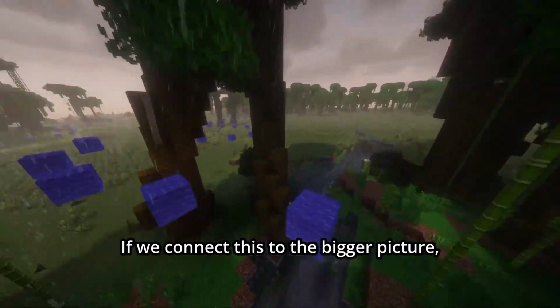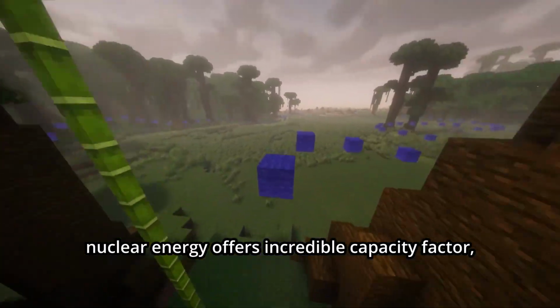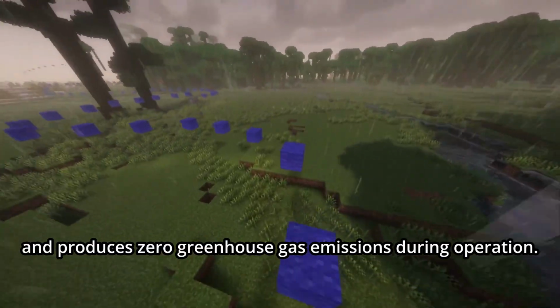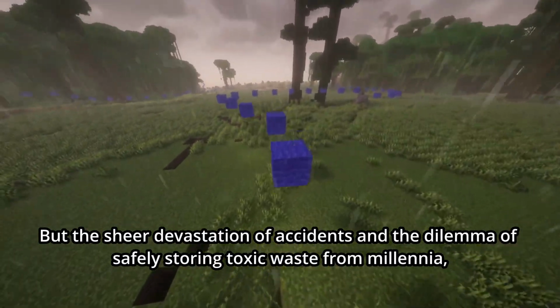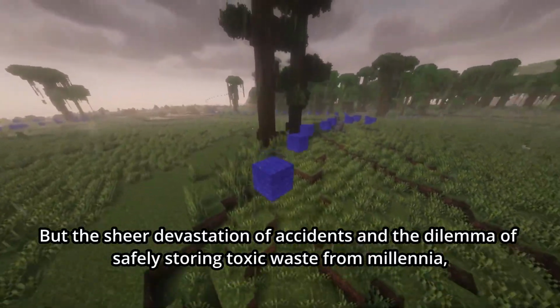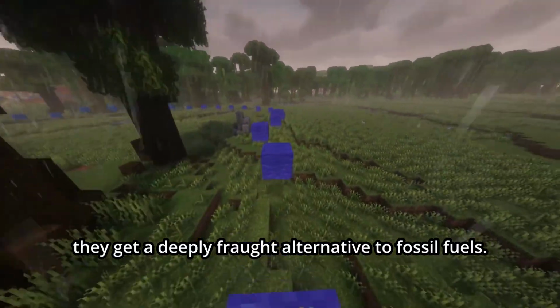If we connect this to the bigger picture, nuclear energy offers incredible capacity factor and produces 0 greenhouse gas emissions during operation. But the sheer devastation of accidents, and the dilemma of safely storing toxic waste for millennia make it a deeply fraught alternative to fossil fuels.